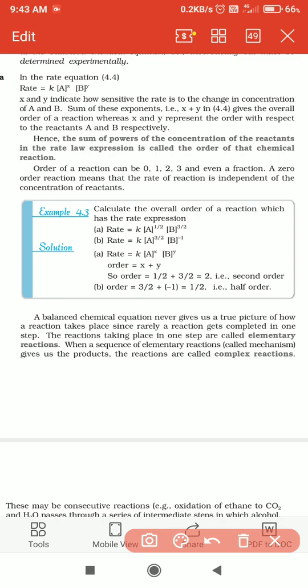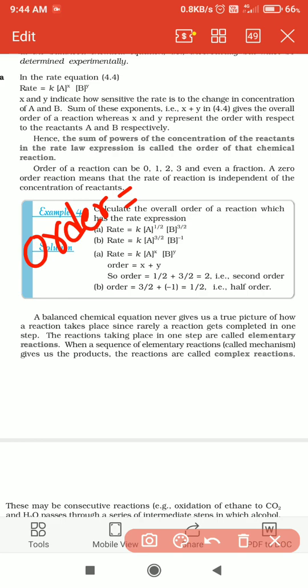Today we are going to discuss order of reaction. Already yesterday we discussed this order of reaction, how to find it. So once again I will recall this concept, just see that. How we are defining order of reaction: the sum of powers of the concentration of the reactants in the rate law expression is called order of reaction.